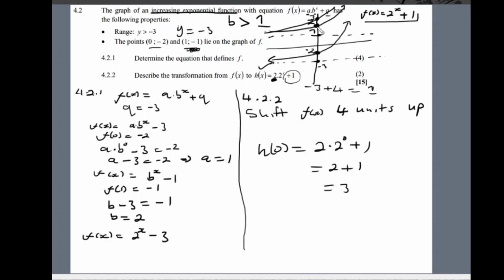Meaning if you shift this graph here, if you shift this graph 1 unit to the left, you'll have, let us pick another point on this graph. Let us pick, so we know what this point is 0, 1, right?